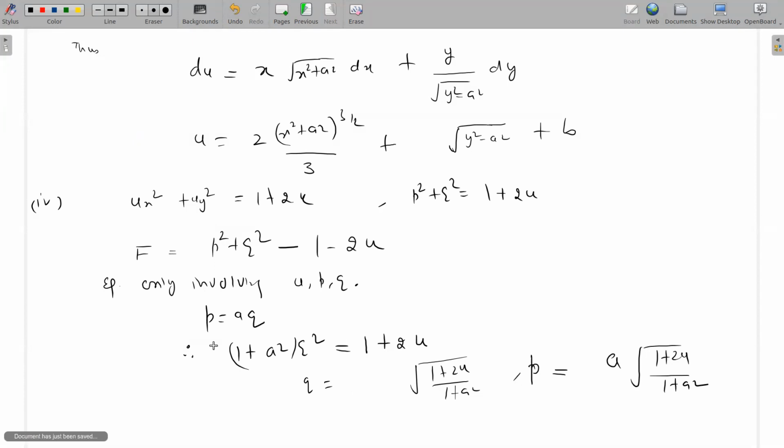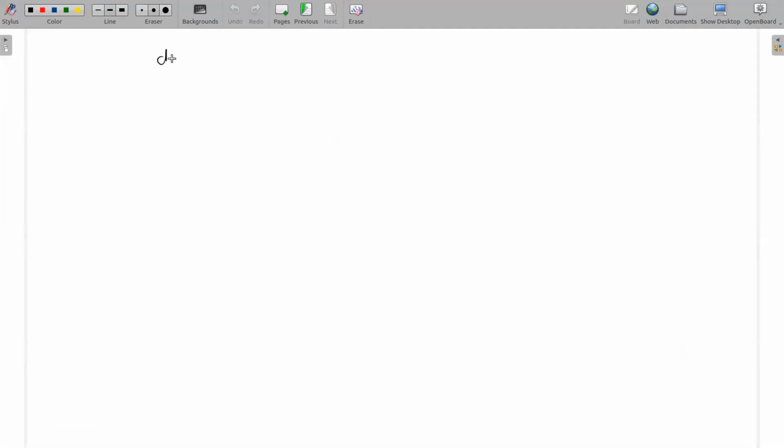So use the relation du equals p dx plus q dy. So this factor will be common from both. So p is a dx plus dy. So you can write du upon 1 plus 2u.